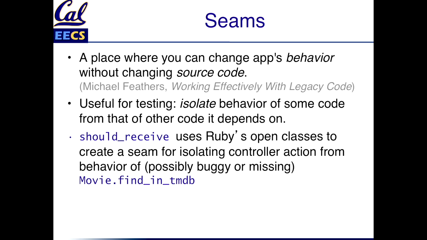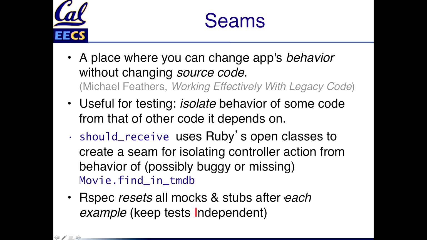But the real reason to use the seam is not just because the code doesn't exist yet. It's because if the code existed but was broken, or if somebody else had made a change that might have caused your test to fail, you can still test in isolation the other things that depend on that code. You can break that dependency by a tastefully inserted seam. should_receive is an example. It uses Ruby's open classes to create a seam for isolating method calls from each other.